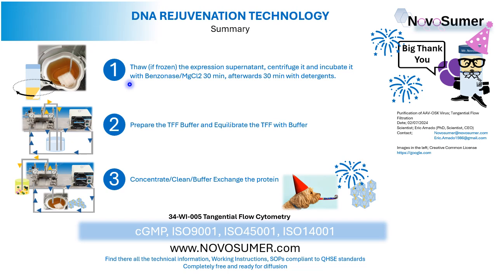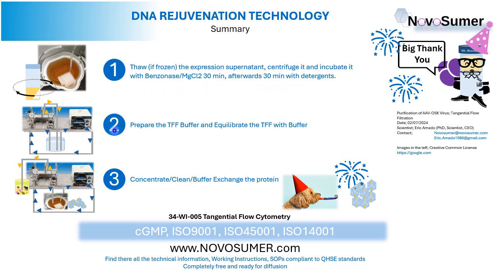Okay, so let's go for step number one. Let's remember it. It was just thaw the expression supernatant, in case it was frozen. Then we centrifuge it, and after centrifuging, we incubate it with benzonase and magnesium chloride for 30 minutes. Remember, with the benzonase and the magnesium chloride, we get rid of the DNA from the mammalian cells. Afterwards we incubate it with detergent for another 30 minutes. With this, we get rid of a lot of contaminants.